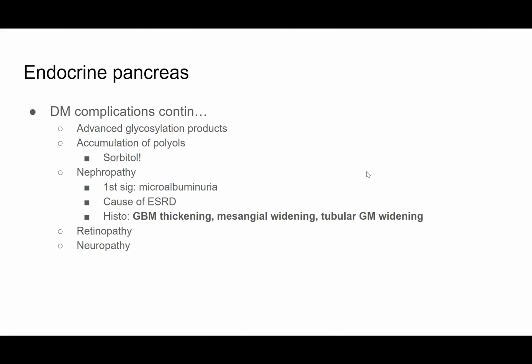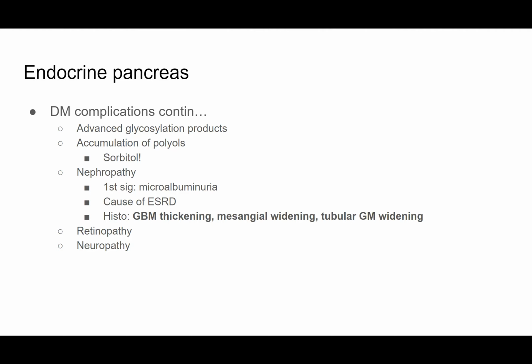Complications continued. You have advanced glycosylation products, accumulation of polyols. That's how you get the glaucoma, because I forgot what the process is. It's not the most high yield in term 4, but look over it anyway. Nephropathy. So the first sign of diabetic nephropathy, you're going to see microalbuminuria, and then it's just a very common cause of end-stage renal disease.